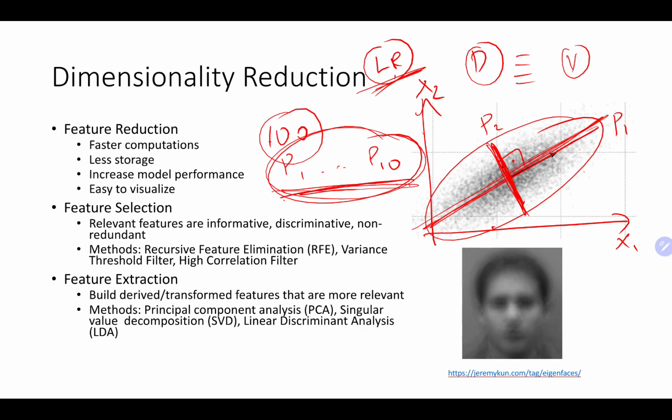Linear discriminant analysis is another way to reduce dimensions. This one has labels though, so this is supervised learning. Linear discriminant analysis is supervised learning. Principal component analysis is unsupervised learning because it doesn't make use of the labels. Just a small but important distinction there.